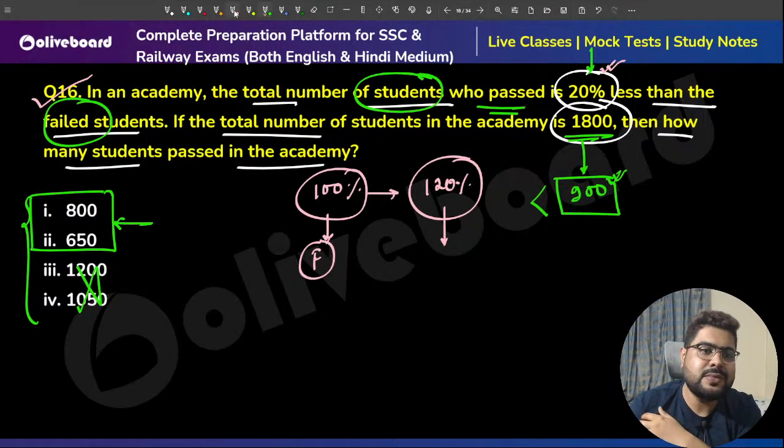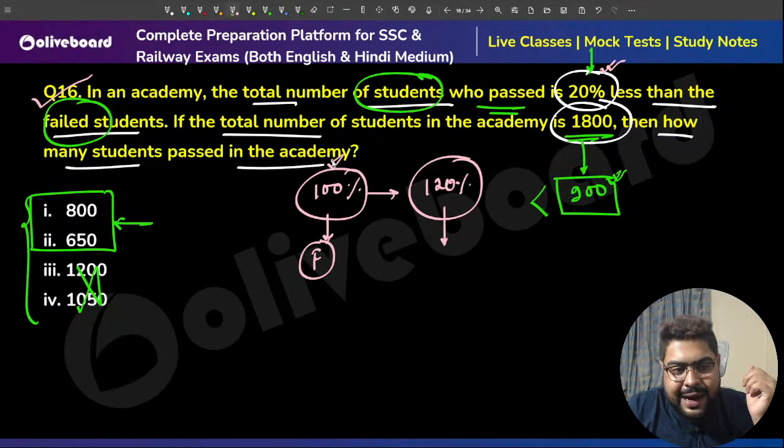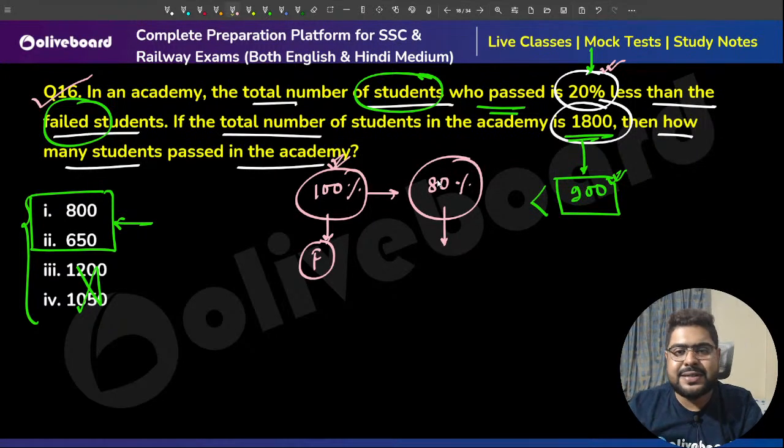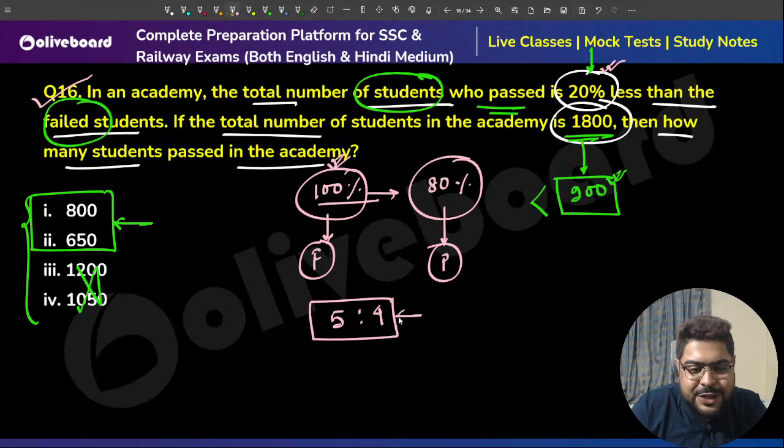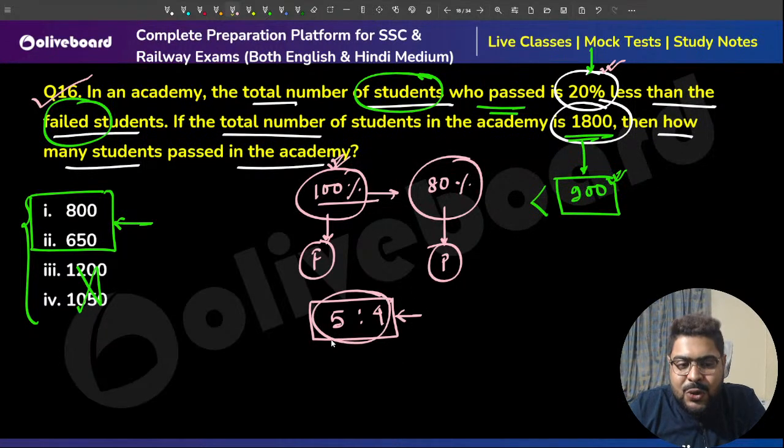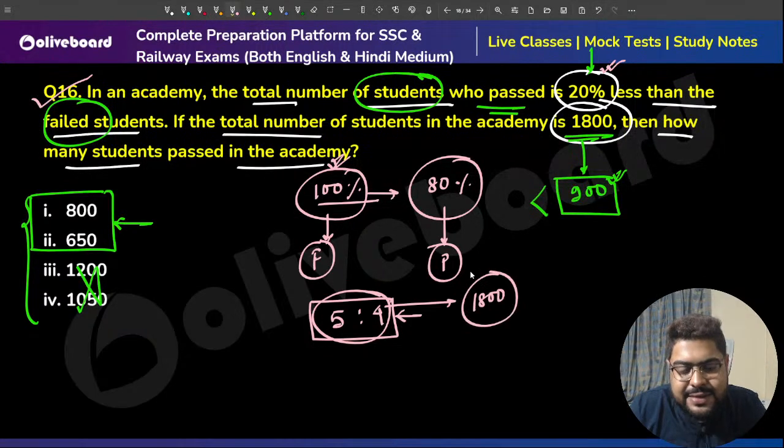Now, sir, if 100 students have failed the exam, then the passed will be less. That means it will be 80% of the students. 80% of the students. Right, sir? That means the ratio of passed to failed is 5:4. And total, sir, how much? Total 5 plus 4 is 9 units, and this is 1800 units.